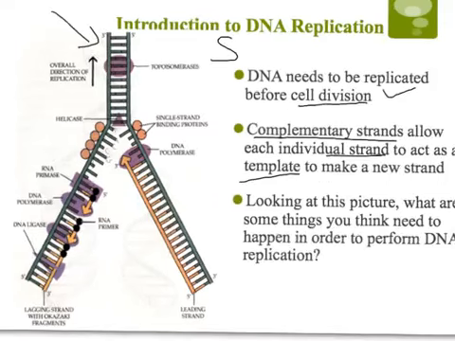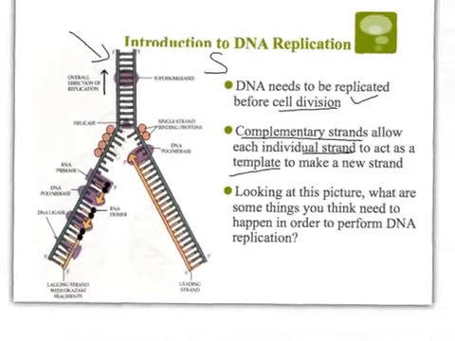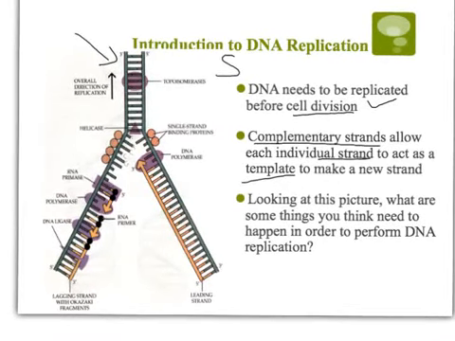Okay? So this complementary structure of DNA allows it to act as a template to copy itself. However, looking at this picture, what are some things that have to happen before this can happen? Well, if you look, our DNA here is unwound. So I have to first separate my DNA before this can happen.